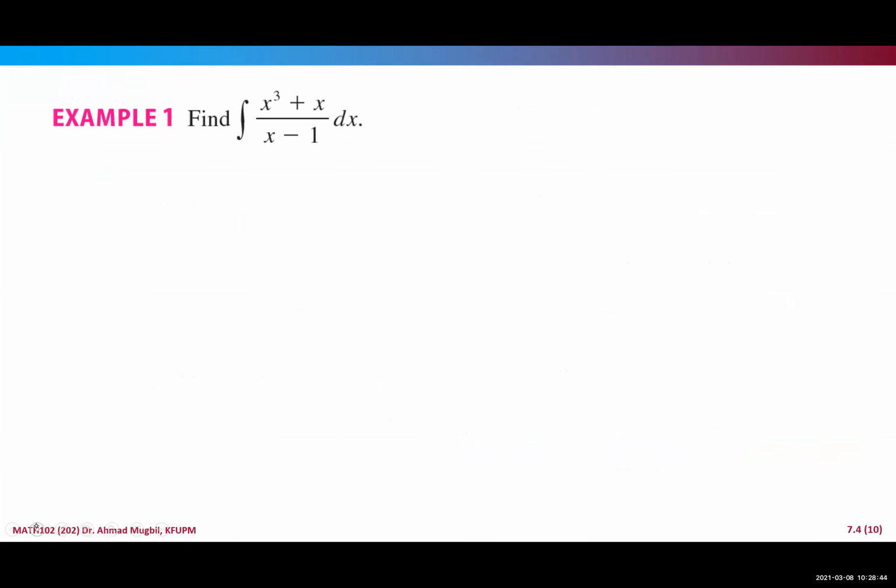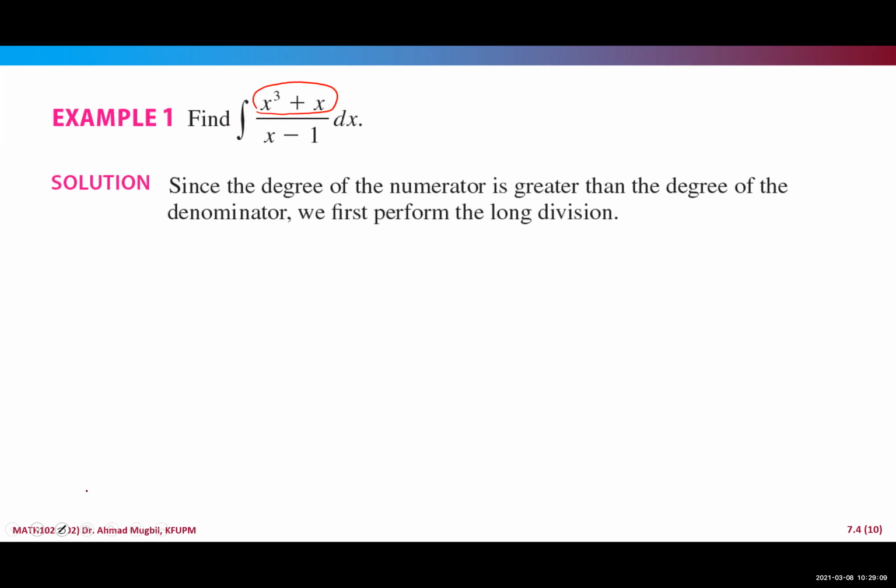Let's take this example. Now, how to find this integral, Shabab? What should we do? Is it a rational function? Is it a polynomial over a polynomial? Yes. The answer is yes. Now, what about the degrees? The degree of the numerator is greater than the degree of the denominator. So what should we do? Long division. We should use long division. So here, because of that, we will use long division.